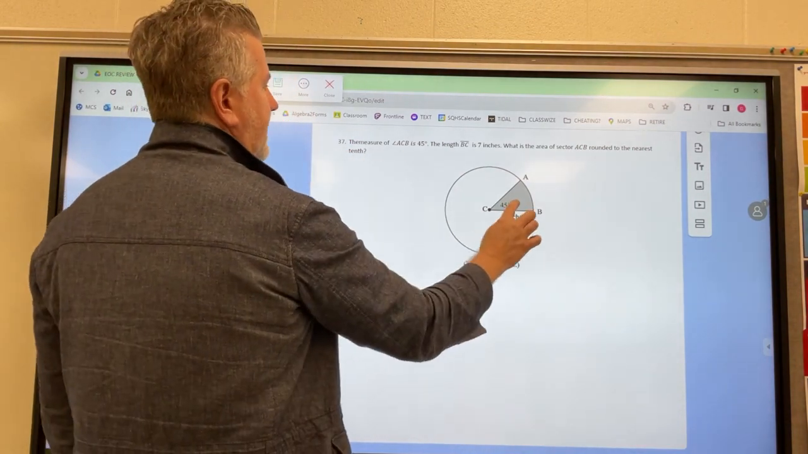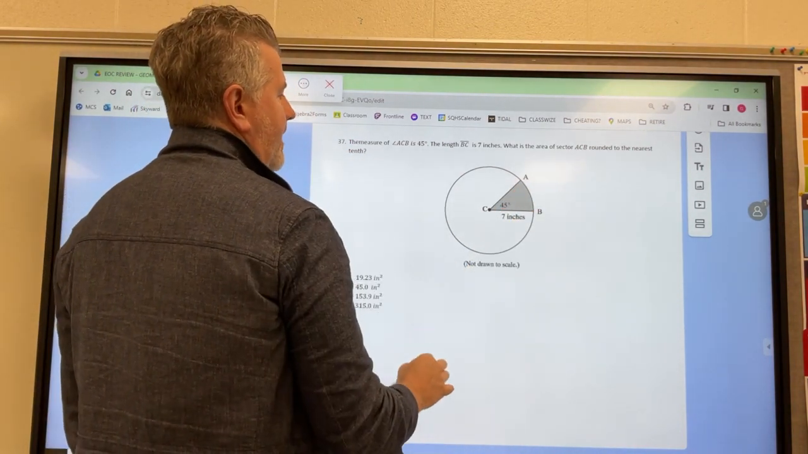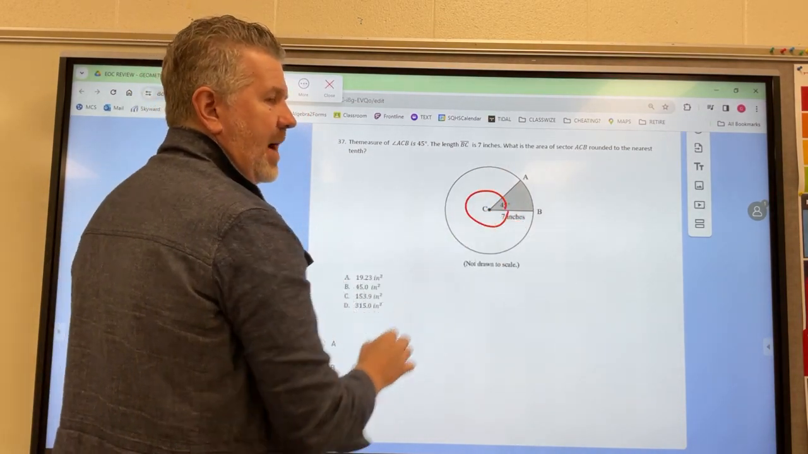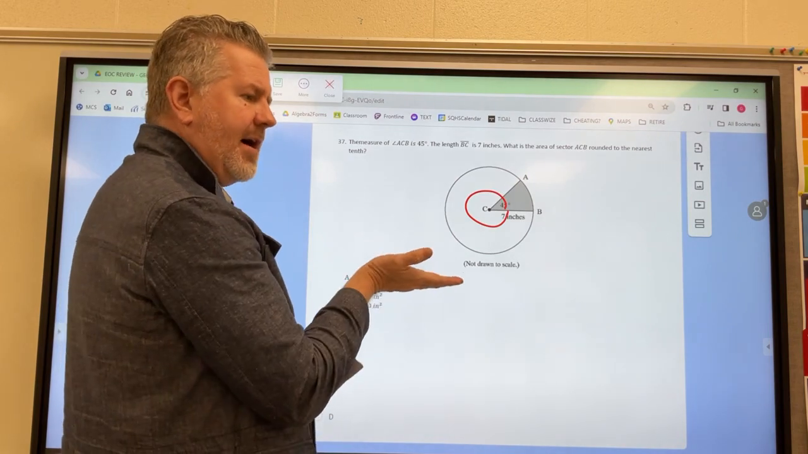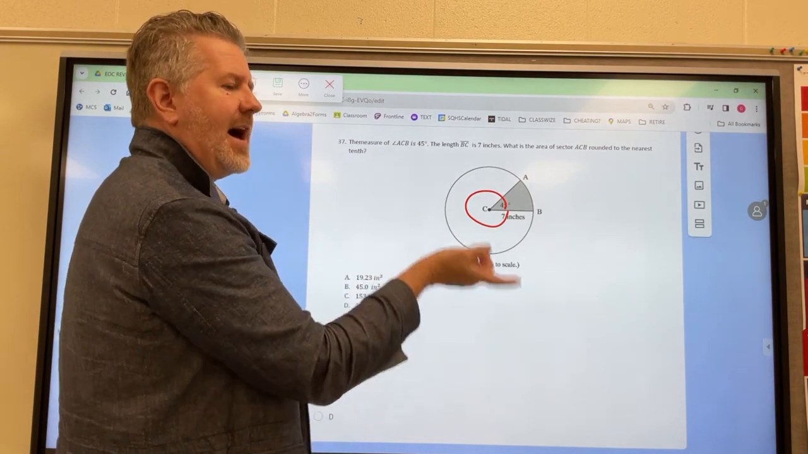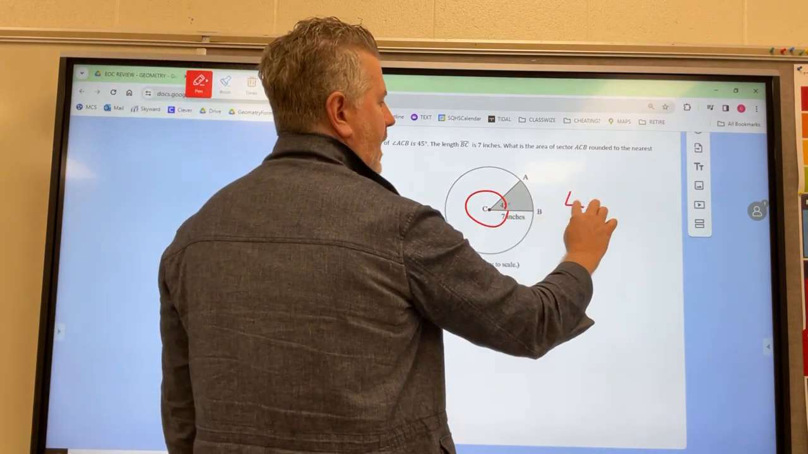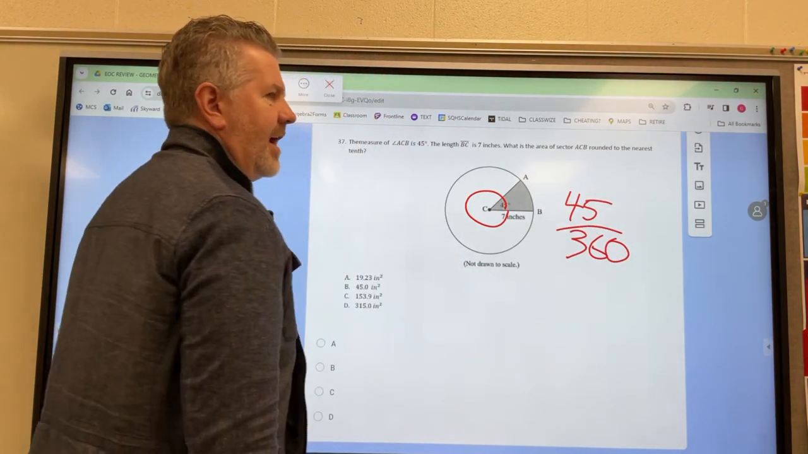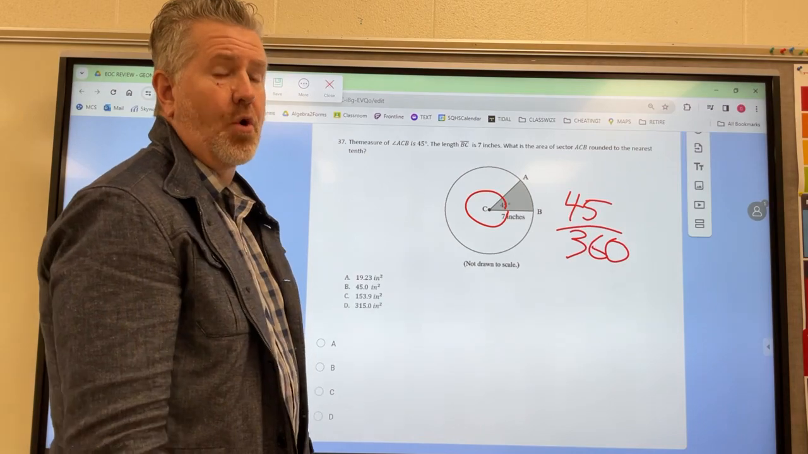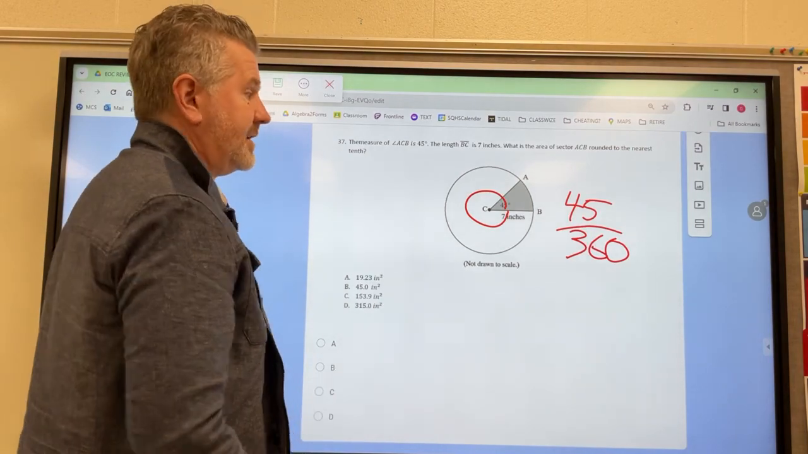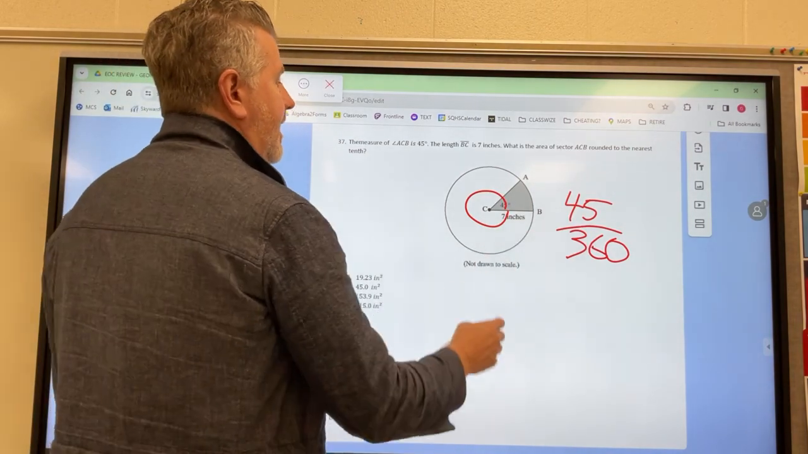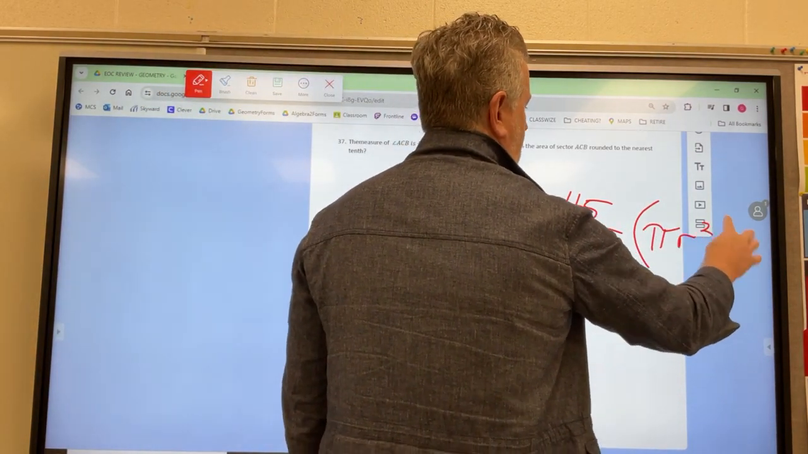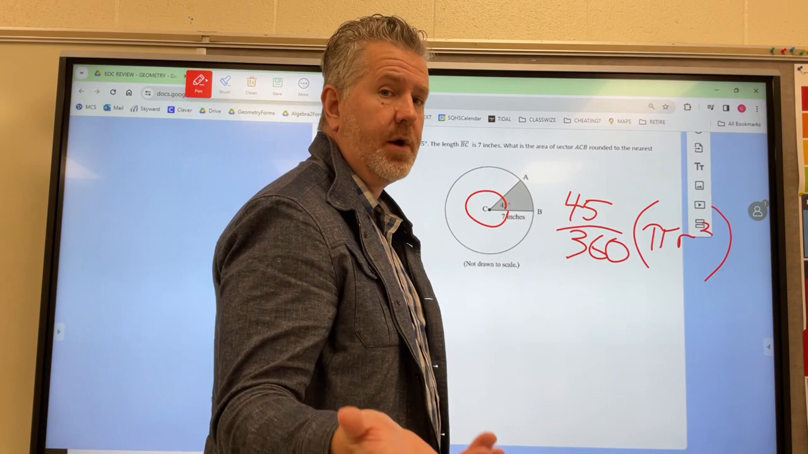So the measure of ACB is 45. So what portion, if it's 360 all the way around, what portion is that central angle of 45 of the whole circle? Well, we could set up a ratio of that. So this represents the proportion, the portion of the circle that central angle represents, 45 out of 360. And then we just multiply that by pi r squared, or the area of the whole circle.